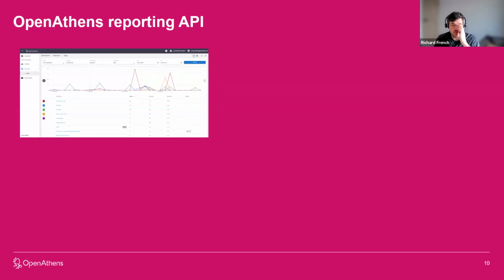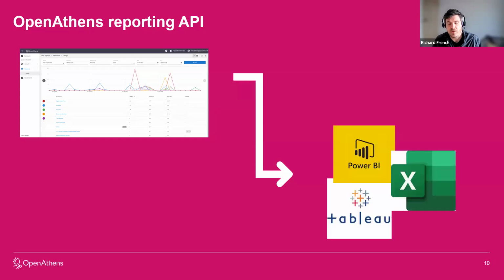So the OpenAthens Reporting API lets you extract your OpenAthens data and feed it into external business intelligence tools like Power BI or Tableau or even Excel. So going back to the waiter analogy, you place your order, that's your data request. The waiter takes it into the kitchen, that's the API server processing the request, and then they bring back your meal. In this case, it's a CSV file of your data set. So why would you want to do this? What are the benefits of doing this?